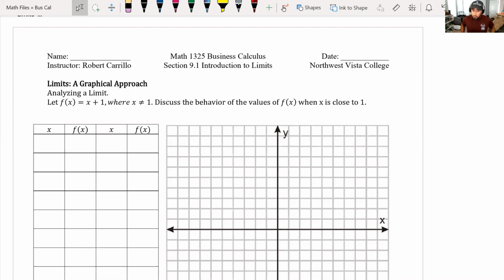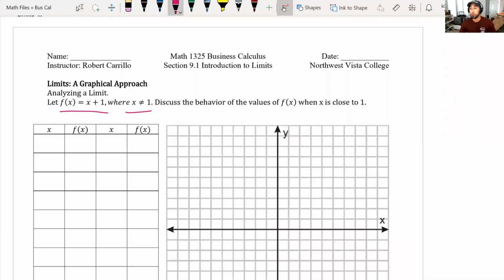So we will start off by analyzing a function, and we're going to look at the given function f of x equals x plus 1, given a domain restriction as well of x cannot equal 1. So we're going to analyze this function at the x value that we cannot be.